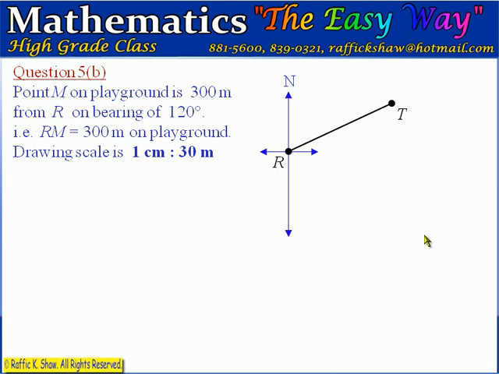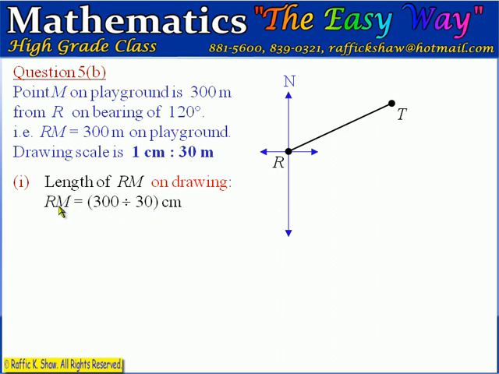M would be somewhere out here, and the distance from R to M on the playground is 300 meters. Now part 1 is asking us for the length of RM on the drawing. We know it's 300 meters on the playground, and using this scale of 1 centimeter on the drawing representing 30 meters on the playground, we simply need to divide this 300 meters on the playground to know what the distance is on the drawing. And this is the calculation.